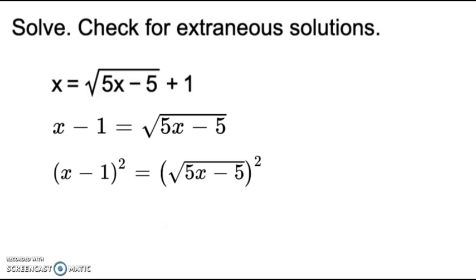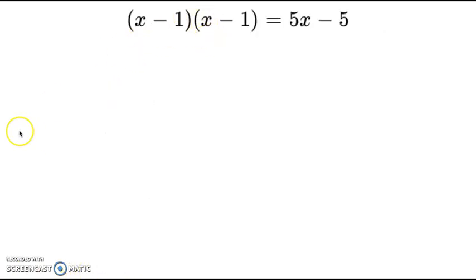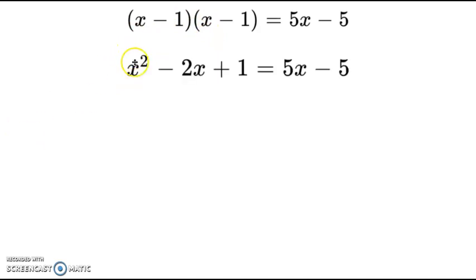So we get x minus 1 squared equals the square root of 5x minus 5 squared. And that leaves us with 5x minus 5 on the right, and on the left we're going to have to expand that. So expanding that gives us x minus 1 times x minus 1. Now we're going to have to FOIL that. So doing that gives me x squared minus 2x plus 1.